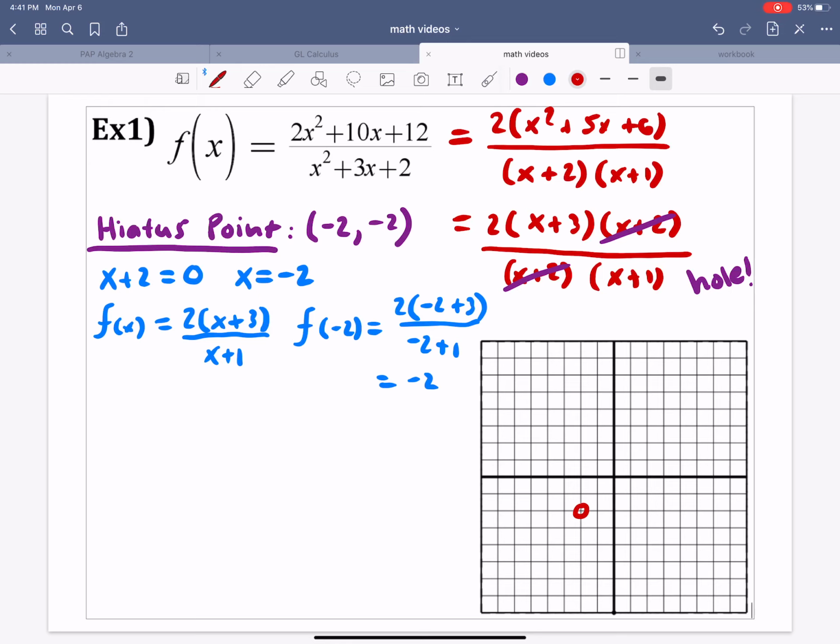Okay. Next, we're going to identify the vertical asymptote. Now, if you watched part 1 of 8.4, you know to find the vertical asymptote, we set the denominator equal to 0.